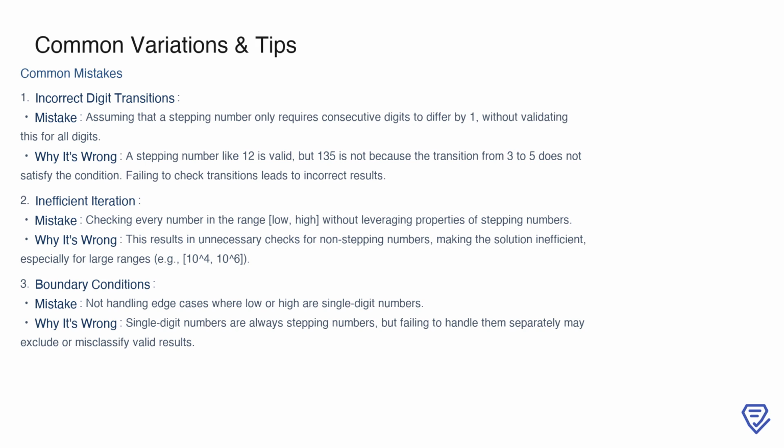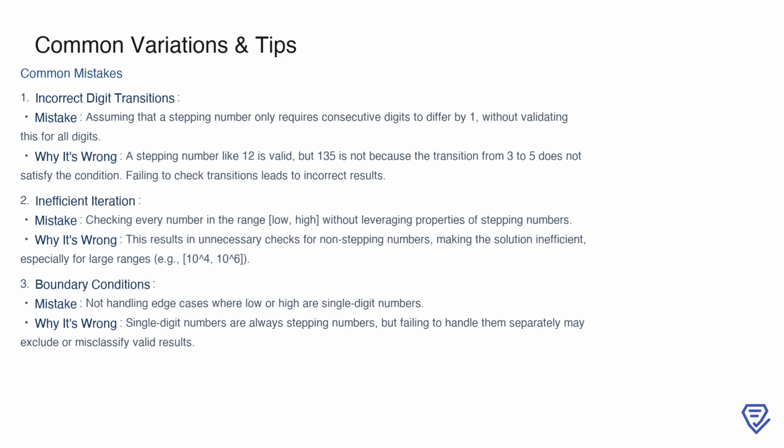When working with stepping numbers, there are a few common mistakes to watch out for. First, it's easy to misunderstand the rule for digit transitions. A stepping number requires that the absolute difference between every pair of consecutive digits is exactly 1. For example, 12 is valid because 2 is 1 away from 1, but 135 is not valid since 3 and 5 differ by more than 1. Missing such transitions can lead to incorrect results.